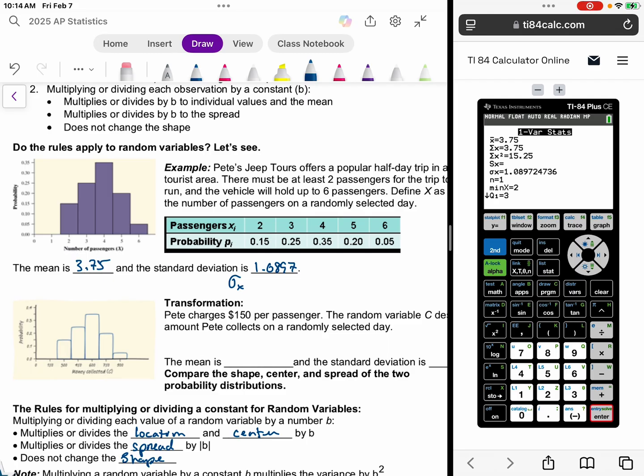Okay, did anybody get what I got? Or did I have happy fingers? Anybody get the same mean and same standard deviation that I got? Yeah. You did? Okay. Oh, yeah, that's the same thing I did.